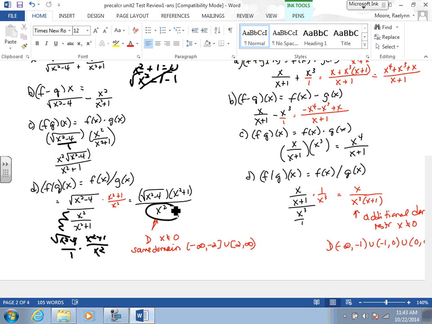These weren't pretty, but you just had to follow the rule. Is everybody okay with just following the add them, subtract them, multiply, divide them? The complex number might have been a little bit tricky.